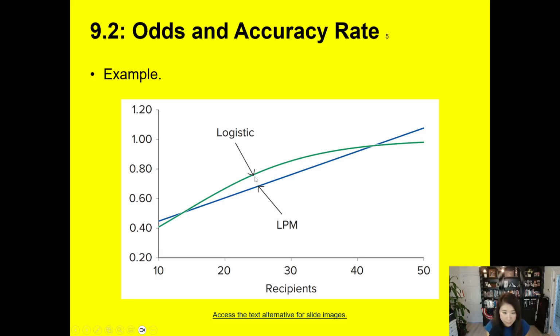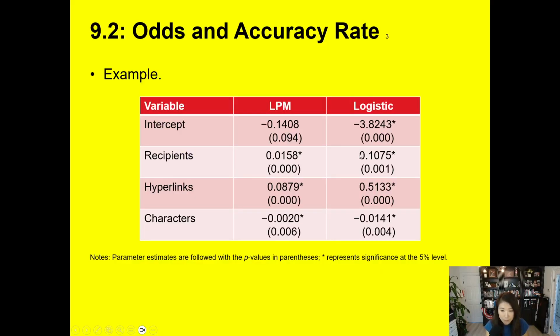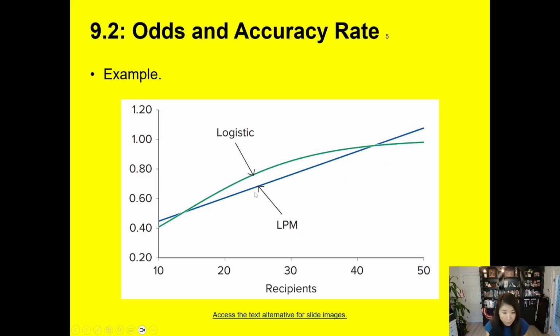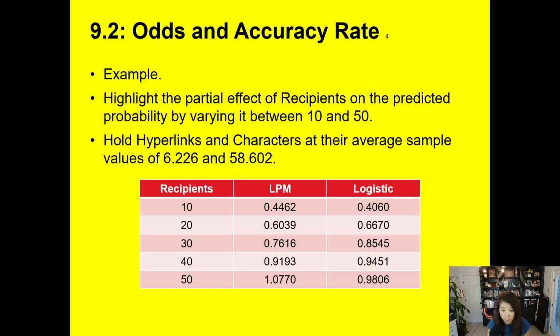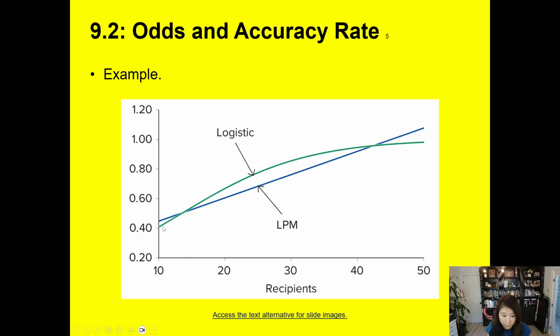This curve will never cross the horizontal line at 1 or go below the horizontal line at 0. It is always going to be within that band. So as you can see here, let me go back. When we predicted the recipient, the logistic regression coefficient is 0.1075. You cannot say that as the recipients increase by 1, my probability of the email being spam increases by 10%. As you can see, that's not the case. It doesn't increase by 10%, right?